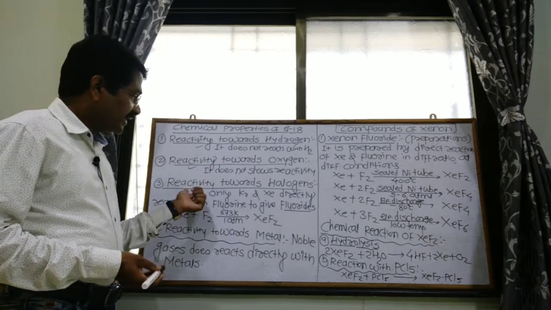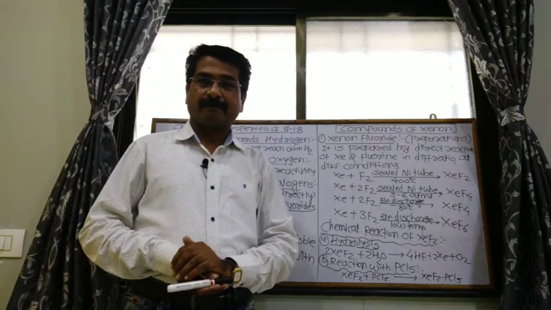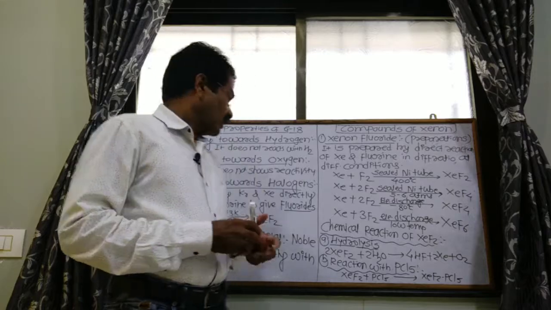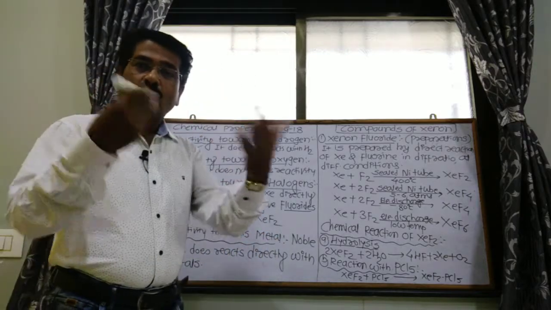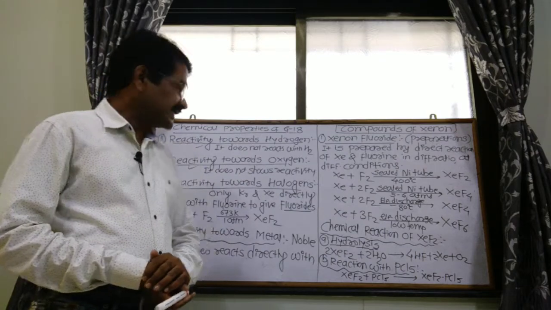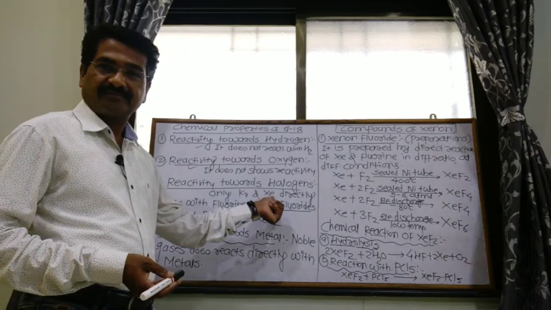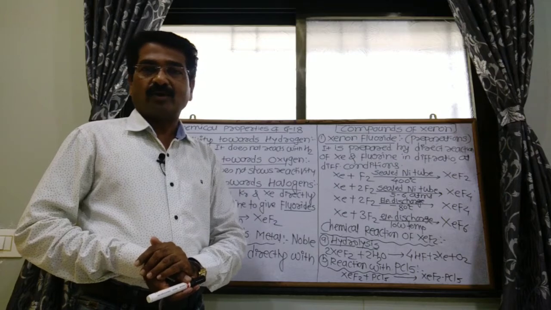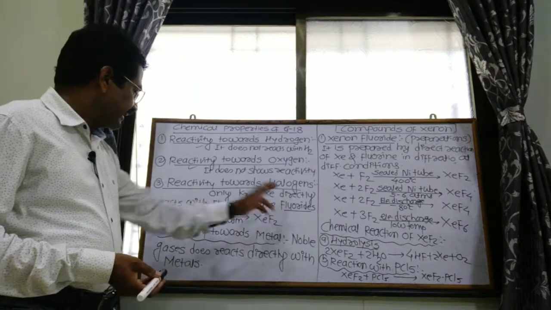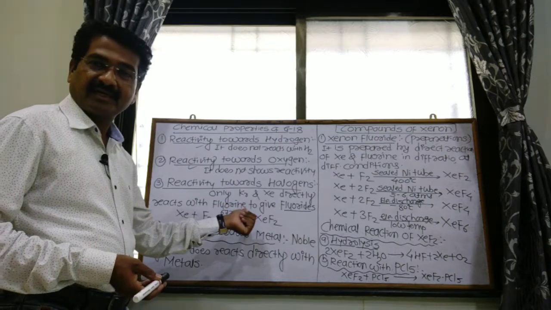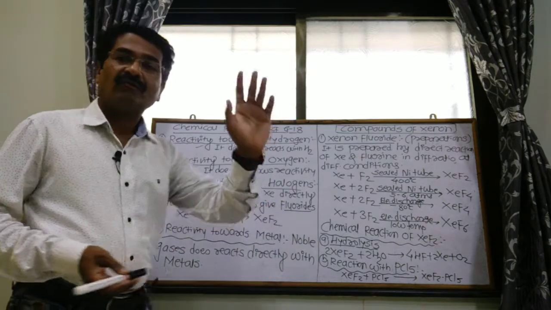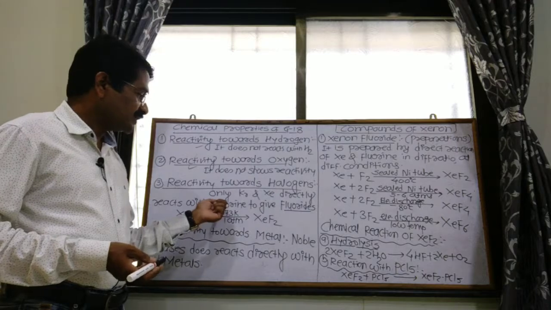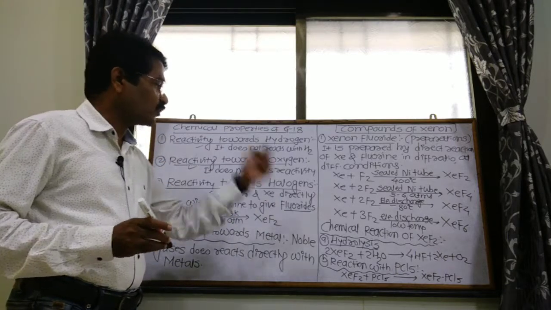Then the third chemical property, reactivity towards halogens. How do noble gases form reactions with halogens? In noble gases, only krypton and xenon can show reactivity with halogens. Krypton and xenon directly react with fluorine to give fluorides. Whenever krypton or xenon reacts with the halogen fluorine, it forms the corresponding fluorides.